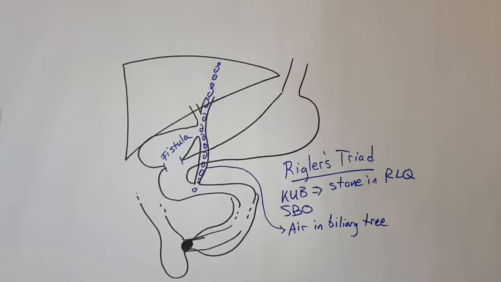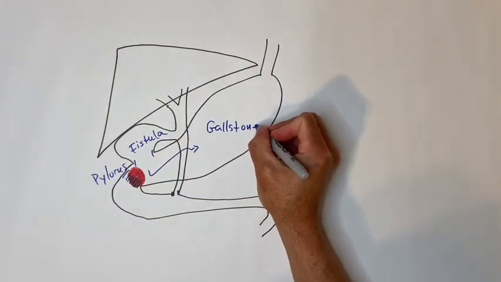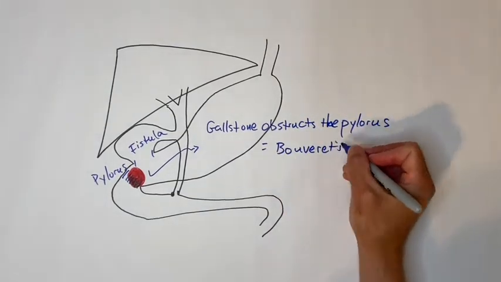I would be very cautious about operating on the gallbladder and trying to remove the cholecystoduodenal fistula, as this is a difficult surgery and most of the time I would just leave that area alone. A less common problem is a fistula between the gallbladder and the area of the pylorus, in which a gallstone obstructs the pylorus of the stomach. This is called Bouveret syndrome.